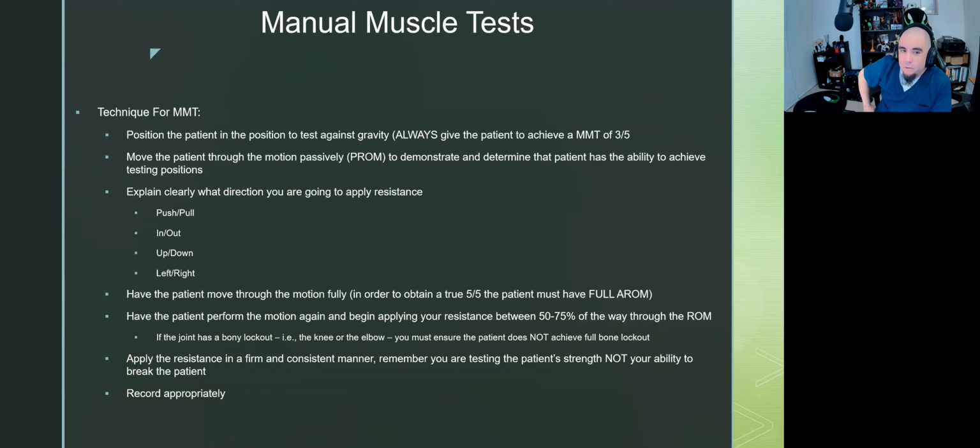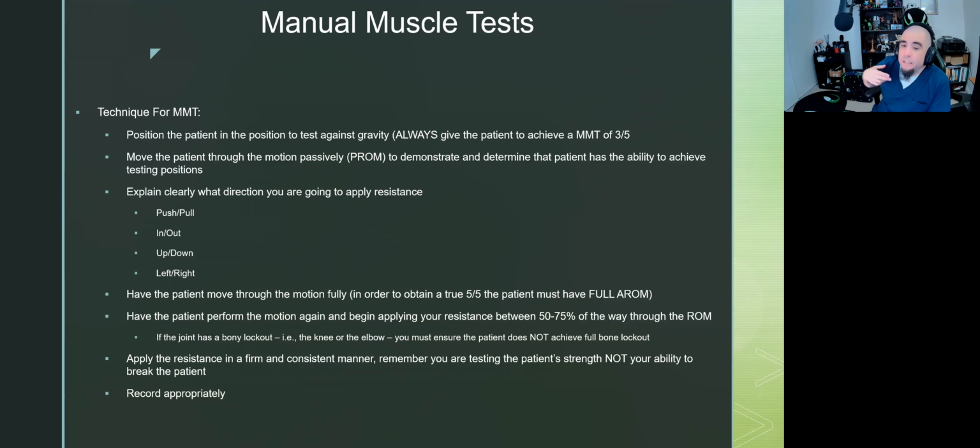So how do we do the technique? Well, first of all, we're going to position the patient against gravity. We always start at that 3 out of 5. We move the patient through the range of motion so they know how it's going to go. So first thing I'm going to do is show them. Then I'm going to move them. That's telling them.